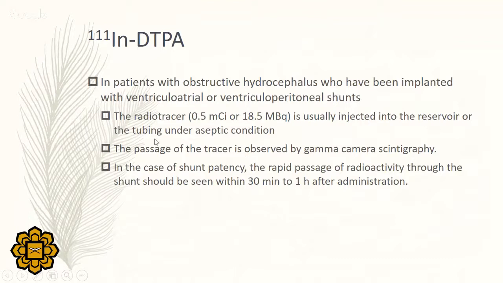You use the same mercury, 0.5 millicurie, in the reservoir or the tubing in such a condition. So you will not inject into the lumbar. You will inject into the reservoir or the tubing, but make sure it's antiseptic. And then the passage of the tracer will be observed by the gamma camera.